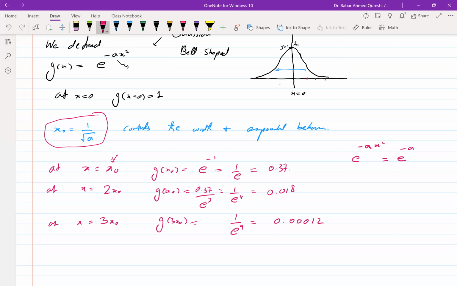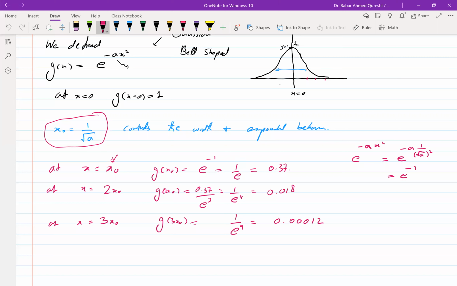So it's e to the minus a times 1 over root a squared, which is just e to the minus 1. Okay, thank you, sir. And when I put 2 times root a, the a's still cancel, and I get 2 squared and 3 squared, and so on. So it's a very fast decrease.